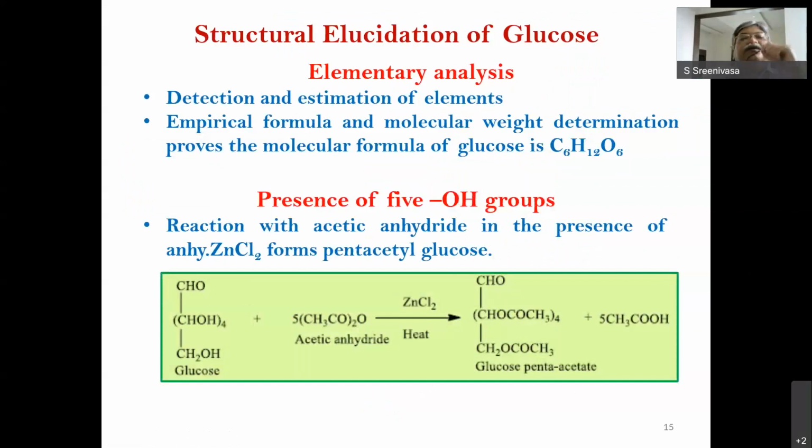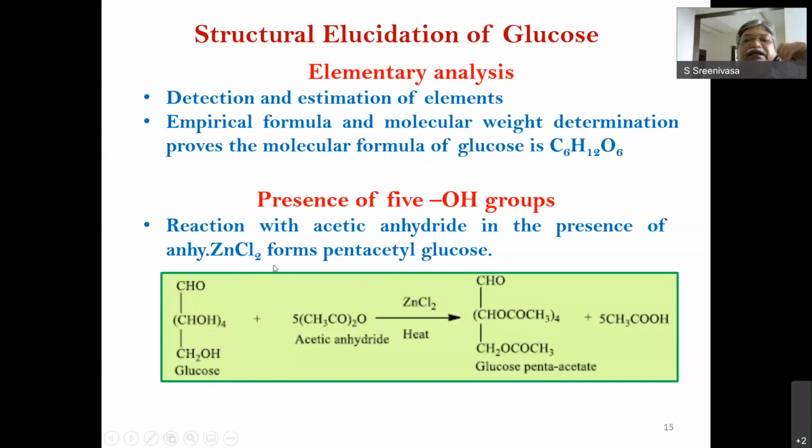Now straight away I will move on to the structure elucidation of glucose. We know that Emil Fischer is responsible for the structure elucidation of glucose, and generally you will be teaching the structure elucidation of the molecule to the students. Elemental analysis, molecular weight determination of the compounds, all those things will be done.